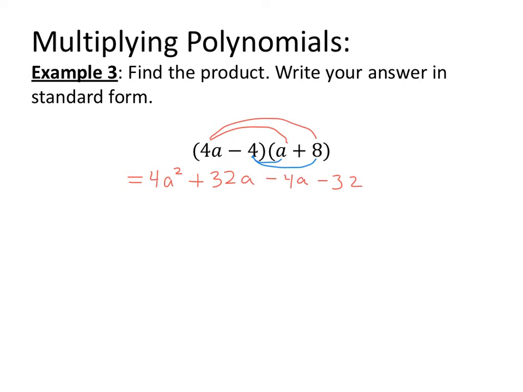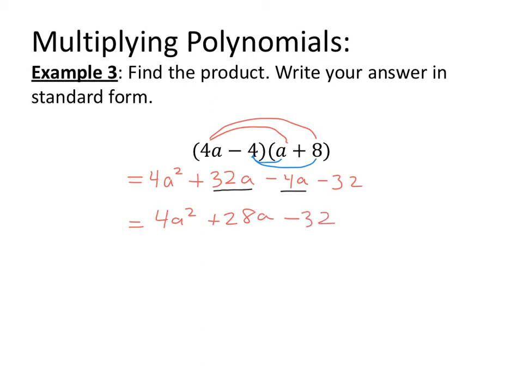So I'm just going to glance through there and see if I have anything that I can combine by adding or subtracting. If you notice, there's a positive 32a and a negative 4a. We can add those together, and that will give me, so I'll have the 4a squared, and then 32a minus 4a gives me a positive 28a, and then I'll have minus 32.